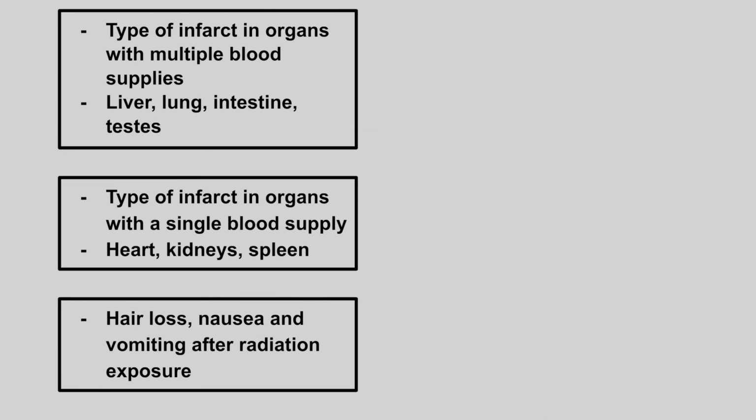Now this is a type of infarct in organs with multiple blood supplies like the liver, lung, intestine, and testes. This is a red infarct. We compare that to the next one, which is a type of infarct in organs with a single blood supply, such as the heart, kidneys, and spleen. This is a pale infarct.